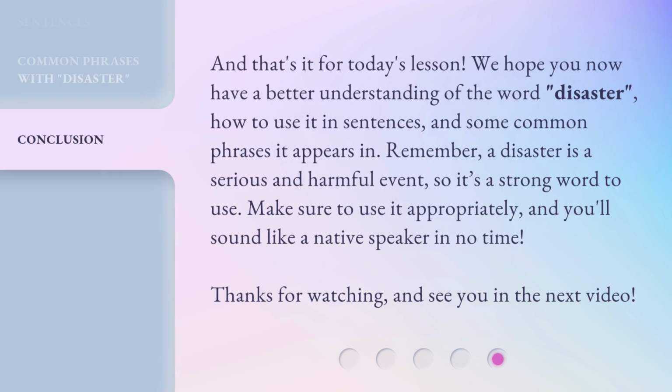And that's it for today's lesson. We hope you now have a better understanding of the word disaster, how to use it in sentences, and some common phrases it appears in. Remember, a disaster is a serious and harmful event, so it's a strong word to use. Make sure to use it appropriately, and you'll sound like a native speaker in no time.